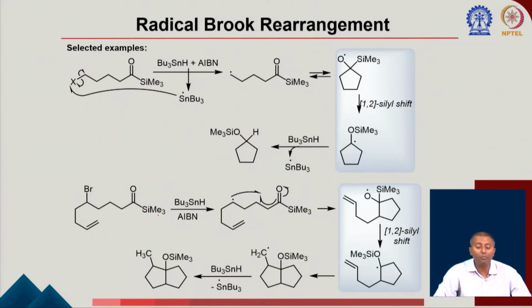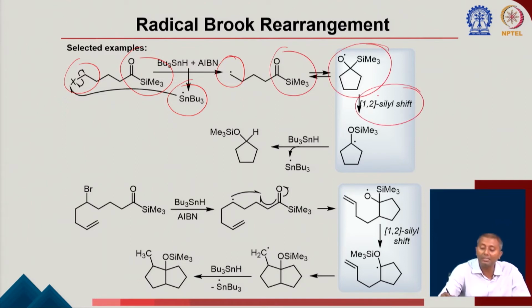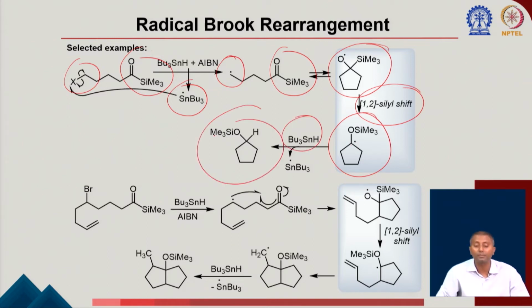There is another example of radical Brook rearrangement here. You have this acylsilane and you have this corresponding halide. Now if you treat with tributyltin hydride and AIBN, as we have already discussed in the radical chemistry, that will generate the corresponding tin radical. The tin radical can allow the homolytic cleavage of this carbon-hydrogen bond to generate the radical here. Now this radical can add to the carbon of the acylsilane to generate this species, which can participate in a 1,2 shift to generate this radical on the carbon, which can go for a hydrogen atom transfer from tributyltin hydride. So hydrogen atom transfer is going to happen to get to the corresponding product.